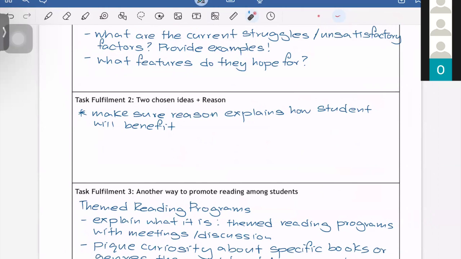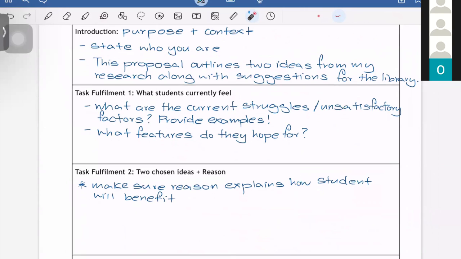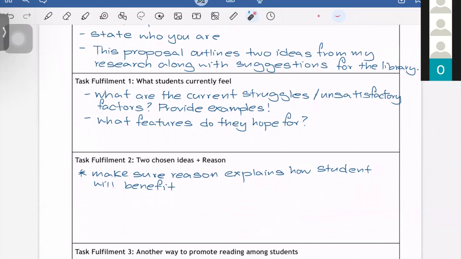You can split your task fulfillments into one individual paragraph. Just make sure you have content to fill up that paragraph, at least 5 sentences in one paragraph. If not, you may choose to combine it into a single paragraph as well.